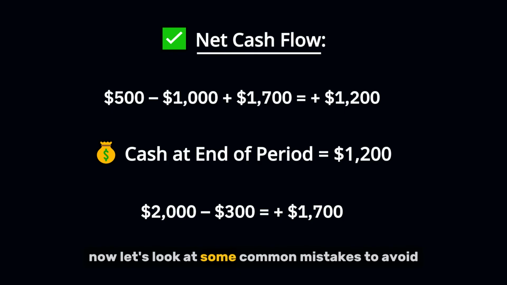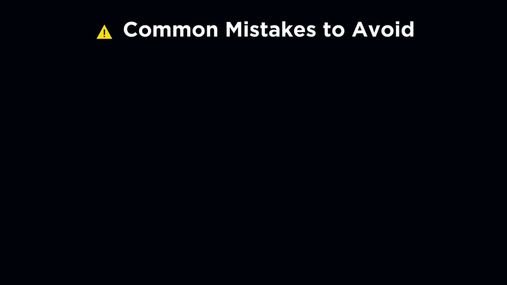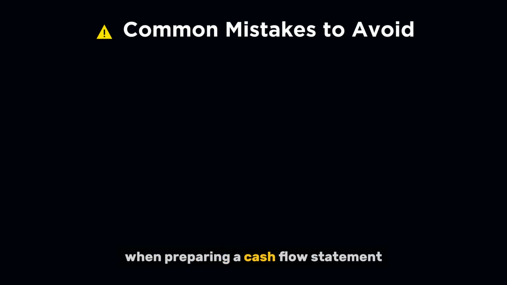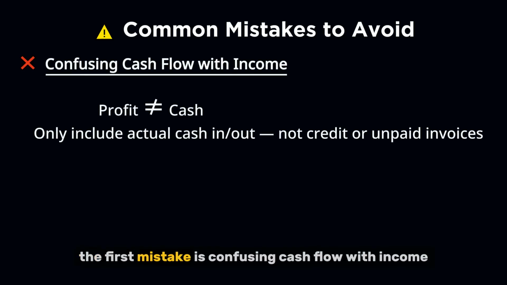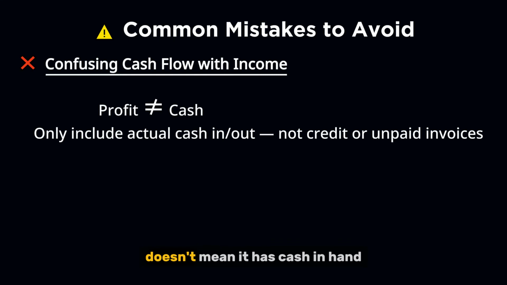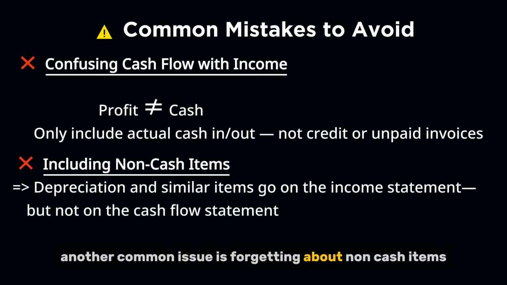Now, let's look at some common mistakes to avoid. Let's go over some common mistakes many people make when preparing a cash flow statement, and how you can avoid them. The first mistake is confusing cash flow with income. Just because a business shows a profit on the income statement doesn't mean it has cash in hand. The cash flow statement only tracks real cash, not unpaid invoices or credit sales.